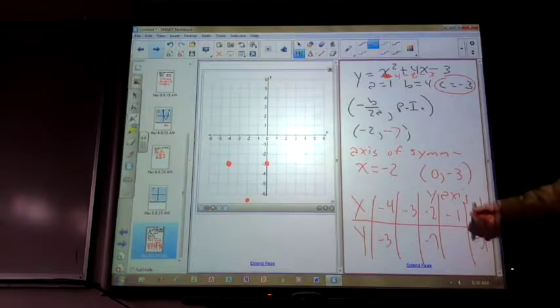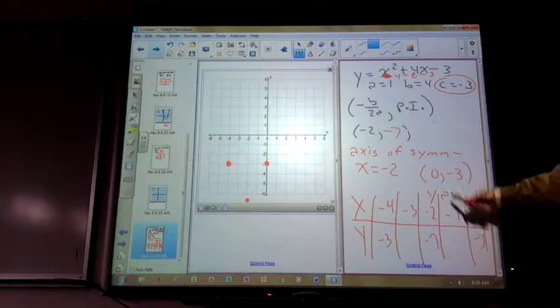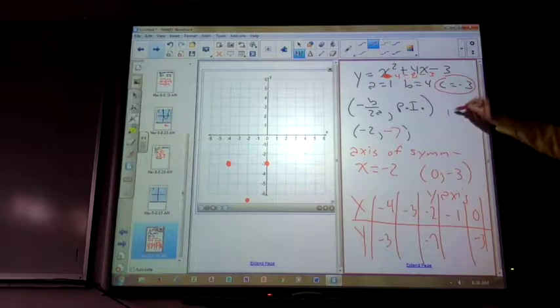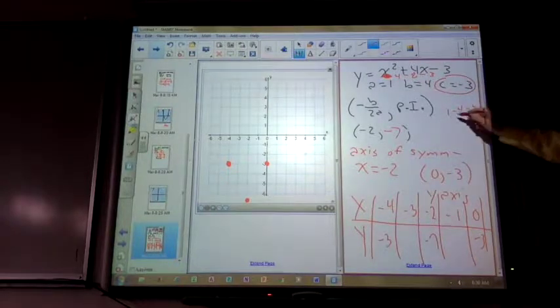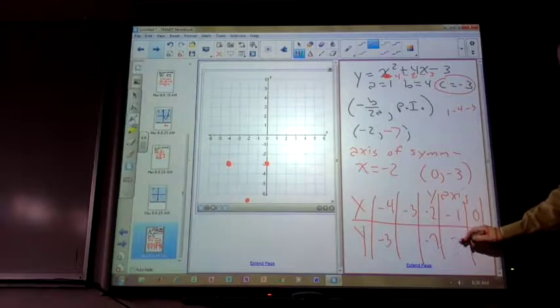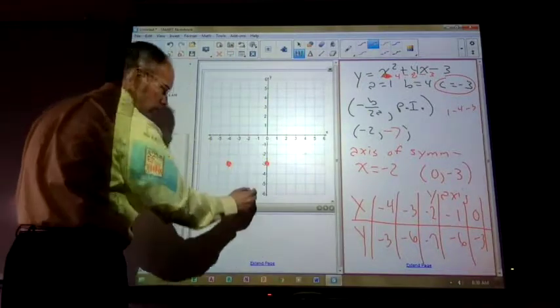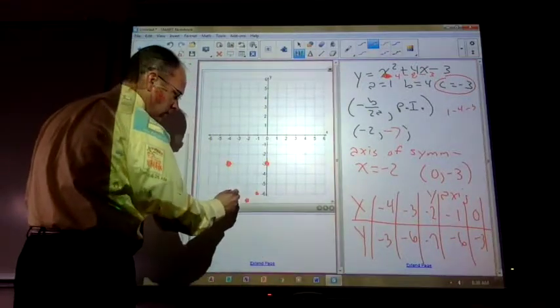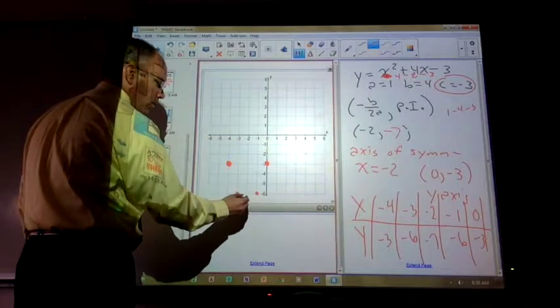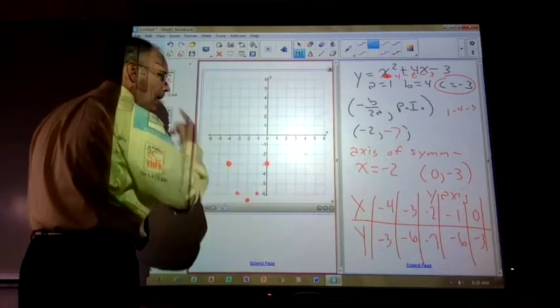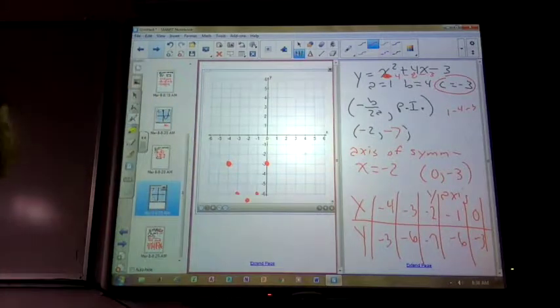Plug it in. So which one's easier? I don't know. It's -1. -1 squared is 1. 4 times -1 is -4 minus 3. 1 minus 4, -6. So if that's -6, that's -6. And if we pattern graph, right one up, one left one up, one right one up 3, it's there. I don't know if we can find where it crosses the x-axis.